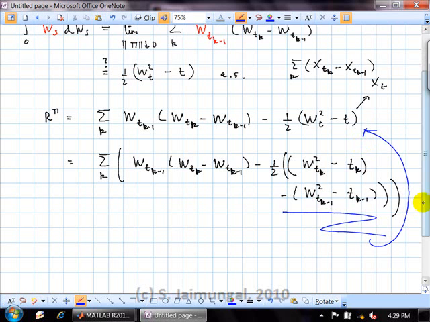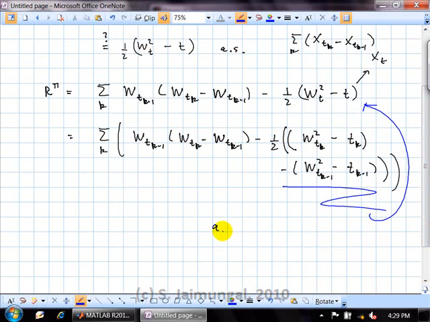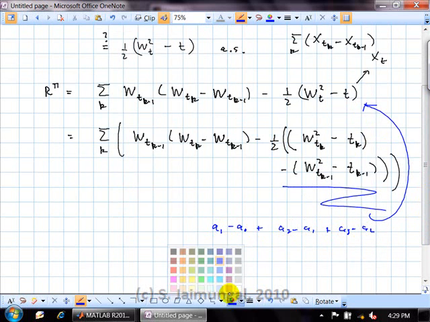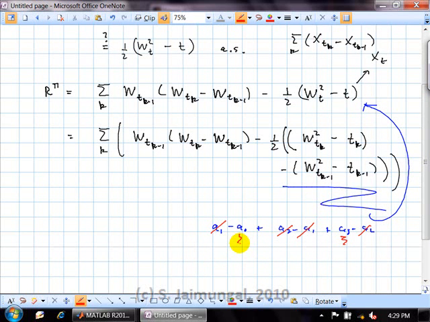I'm taking a1 minus a0 plus a2 minus a1 plus a3 minus a2, and all of these intermediate things will cancel. And I'll only be left with the last point minus the first point. And the last point is this term. The first point is 0.